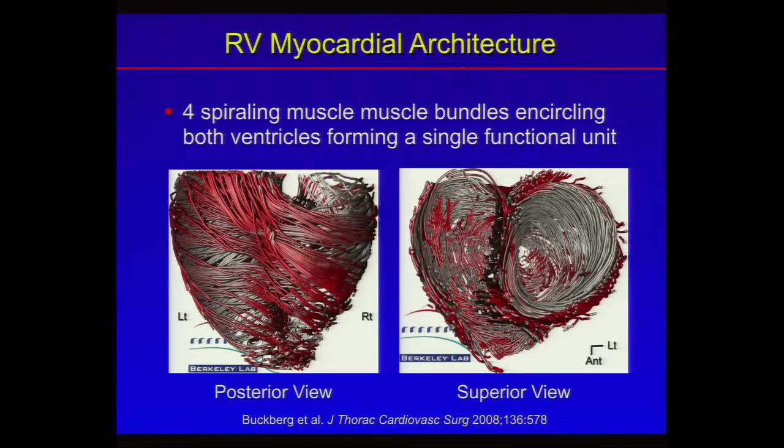There are four spiraling muscle bundles encircling both ventricles, forming a single functional unit. What you see here is a posterior view, and you see here a superior view, and you see these muscle bundles that encircle both ventricles, and then some of these muscle bundles split and then join to form the interventricular septum. And these are all important observations in the context of understanding ventricular-ventricular interaction in disease states.